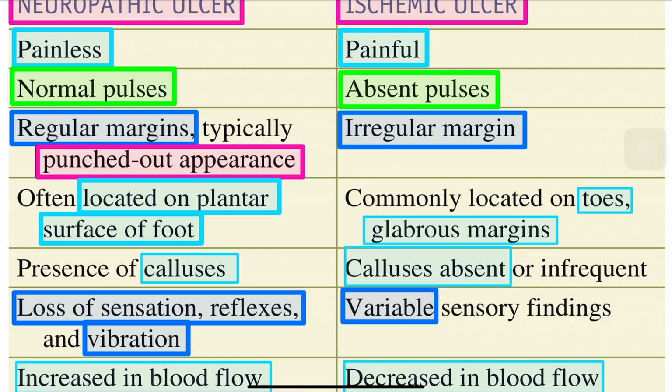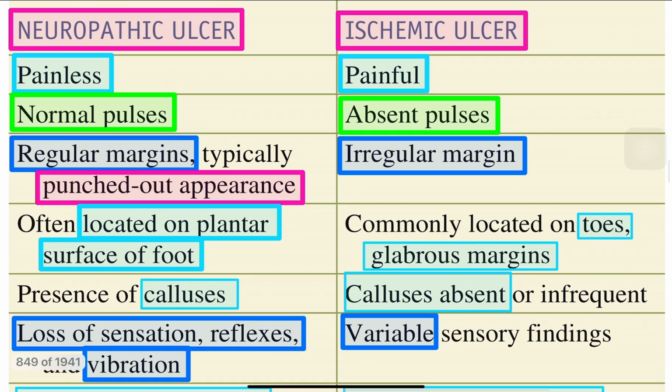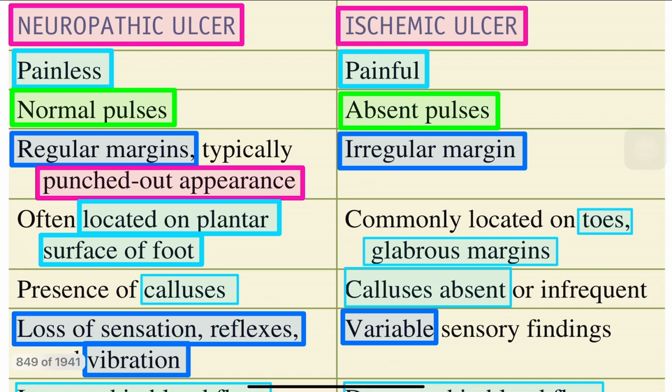In neuropathic ulcer the blood supply is good, so all around the wound there is healthy tissue. It will form a regular margin, and because of this regular margin it looks like a punched out appearance. In ischemic ulcer it is an irregular margin, because the surrounding area is also at risk.